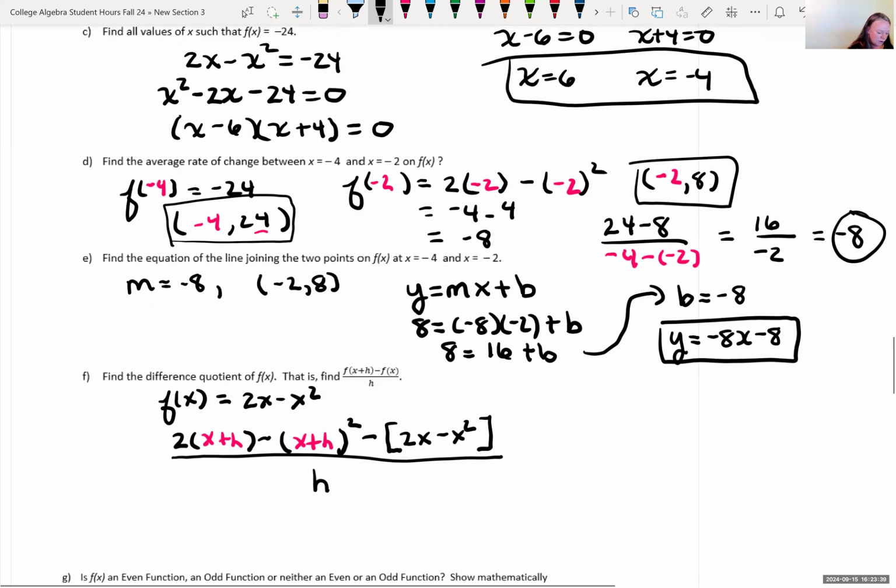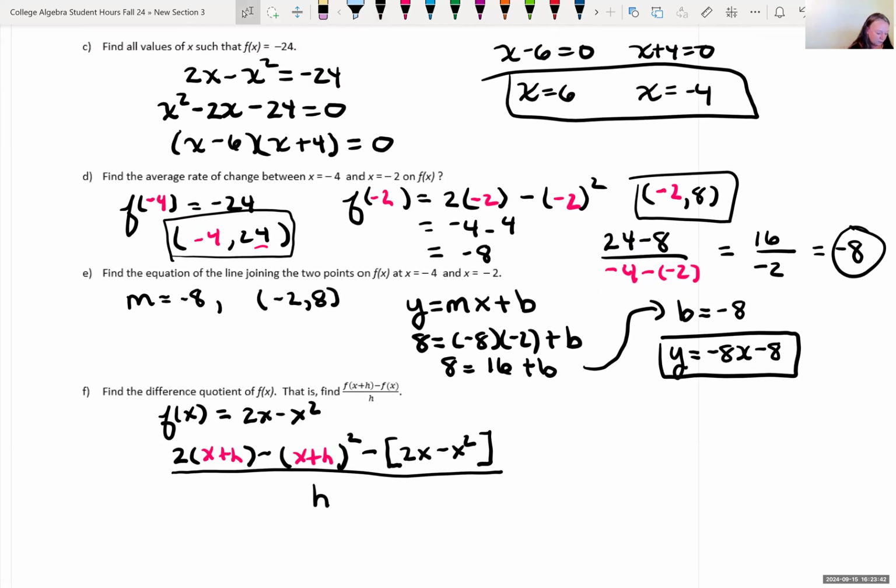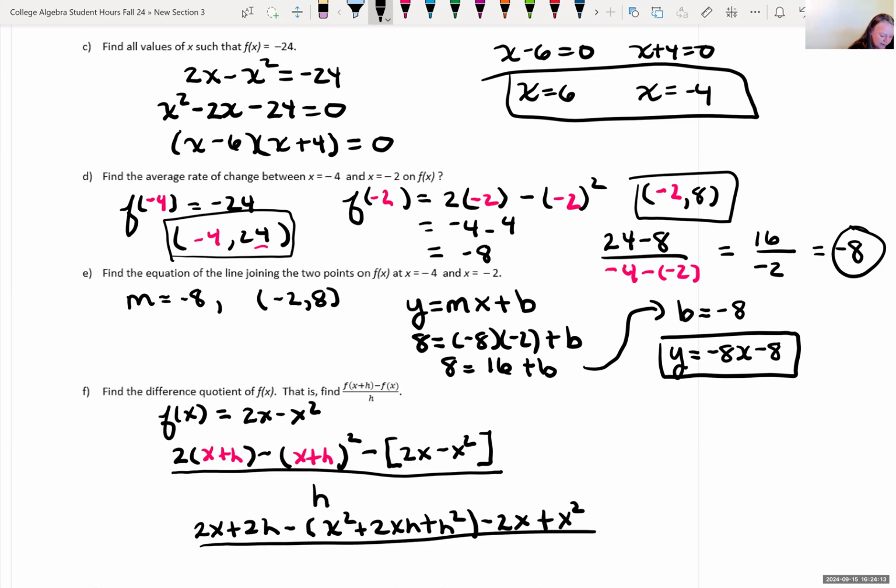So now let's go through and let's distribute and combine like terms. I notice I can distribute my 2 to the x plus h. That would give me 2x plus 2h. Minus, I'm going to distribute out x plus h times x plus h. If you do that, you get x squared plus 2xh plus h squared. And then let's distribute that negative inside the bracket. So negative 1 times 2x is minus 2x. Negative 1 times negative x squared is plus x squared. And then we're putting this all over h.